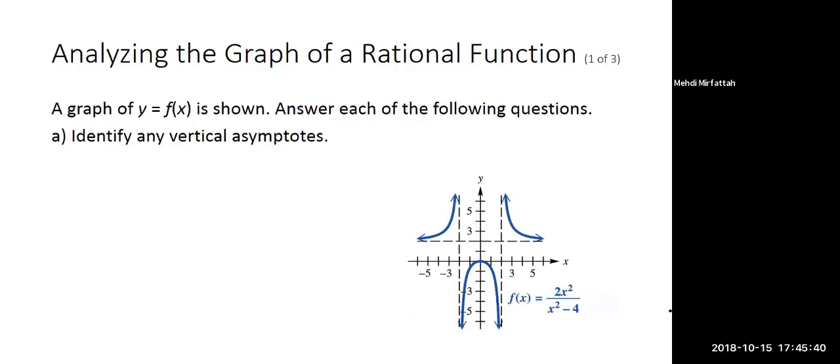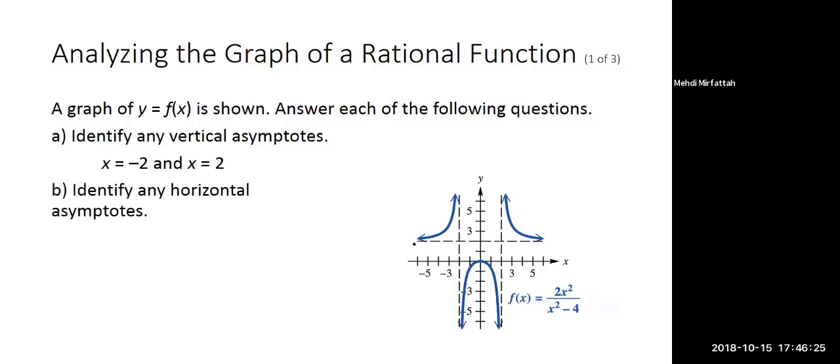A graph of y is equal to f of x is shown here. Now we have a graph. We want to answer each of the following questions. Identify any vertical asymptote. Do we have any vertical asymptote here? Remember, the vertical asymptotes are the lines that your graph gets closer and closer to. Looks like we have a couple of them here. You have one vertical asymptote right here at x is equal to negative 2, and there's another one at x is equal to 2. And we have a horizontal asymptote also here at y is equal to 2. So x equal to minus 2 and x equal to 2 would be my vertical asymptotes as shown there.